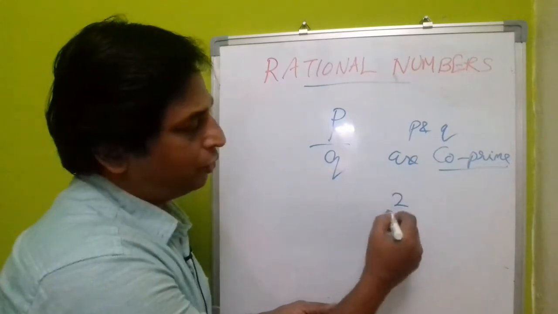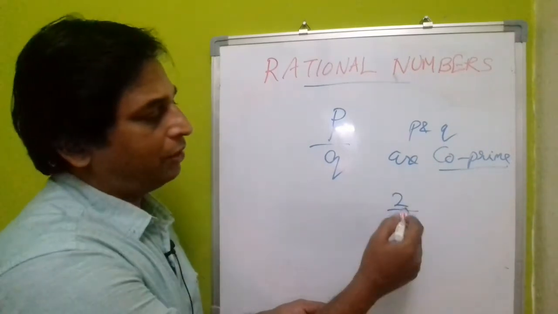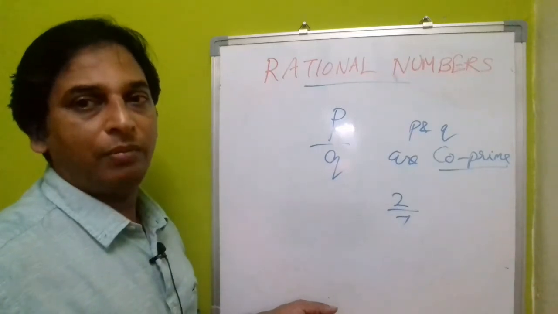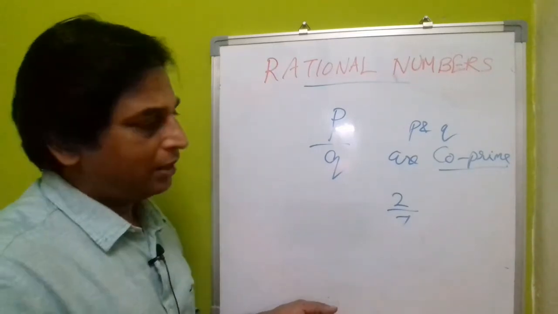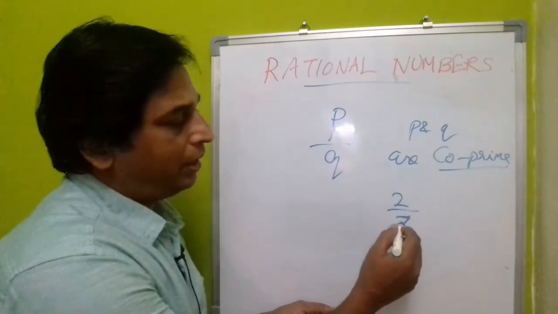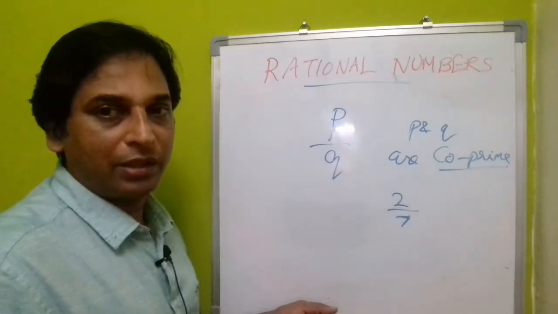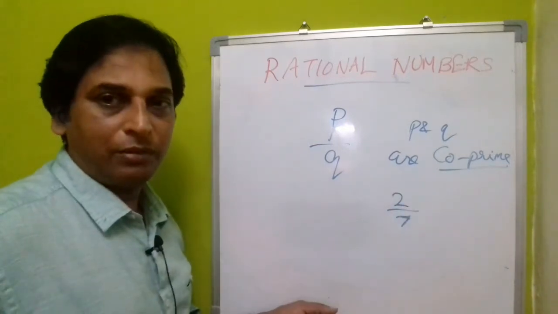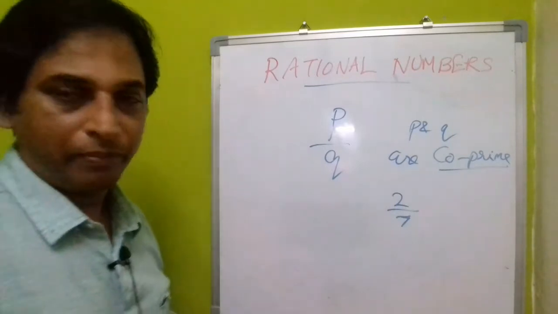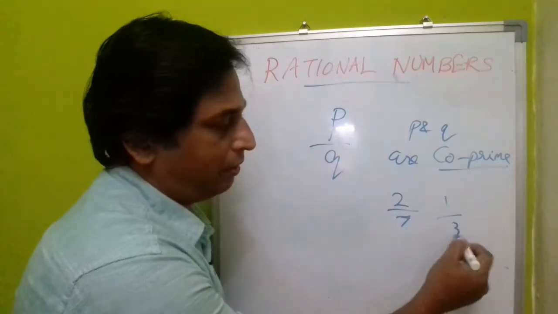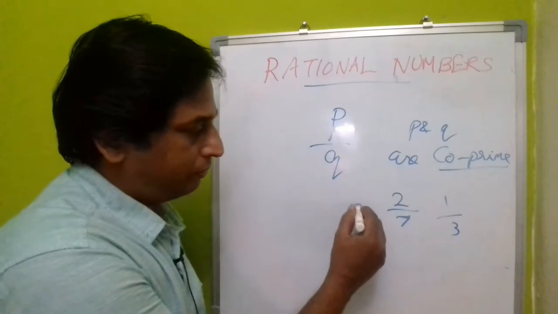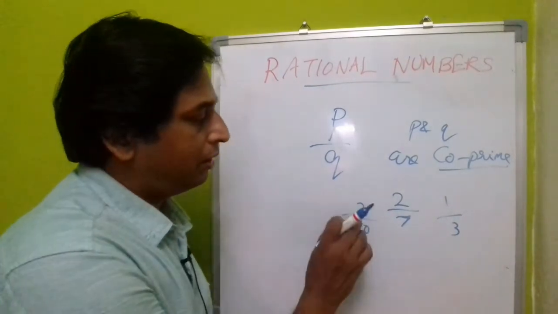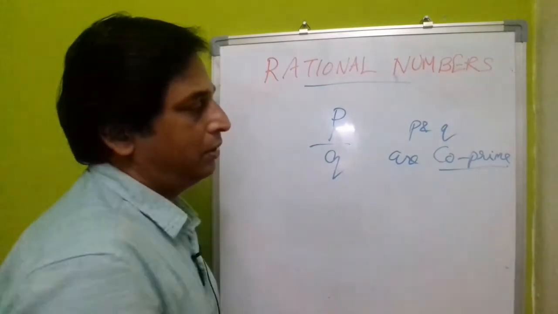So for example, 2 by 7. There is nothing common between them other than 1. 1 is a common factor between all numbers, so 1 is not considered. Other than 1, there should not be any factors common between those two numbers. So those are co-prime. Another example is 1 by 3 or 3 by 10. These are co-prime numbers.